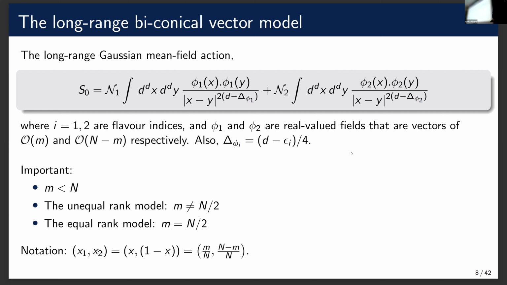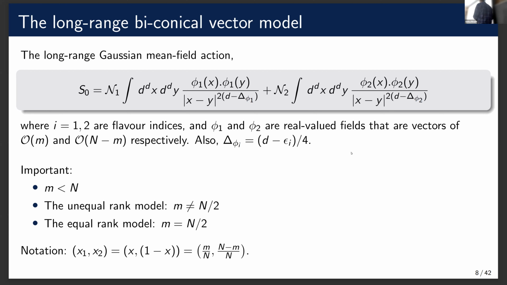So these fields are not local; they have long range interactions, and we're of course in the Euclidean signature. The 1 and the 2 here are the flavors of the field. So we have 2 kinds of scalar fields, and each of these scalar fields is actually a vector multiplet. So this phi1 is a fundamental under OM, and the phi2 is a fundamental under ON minus M. These are some notations that we will be using.